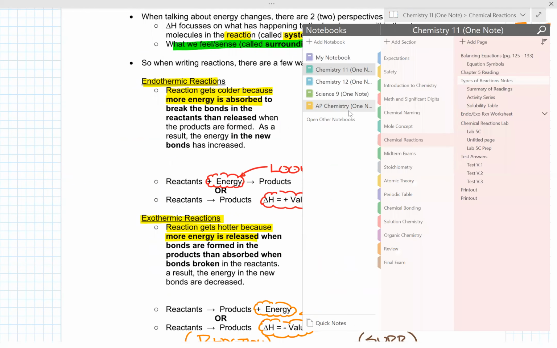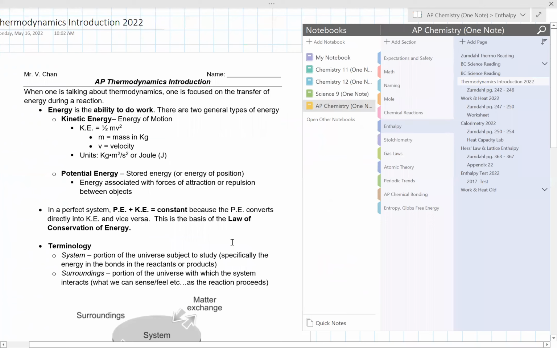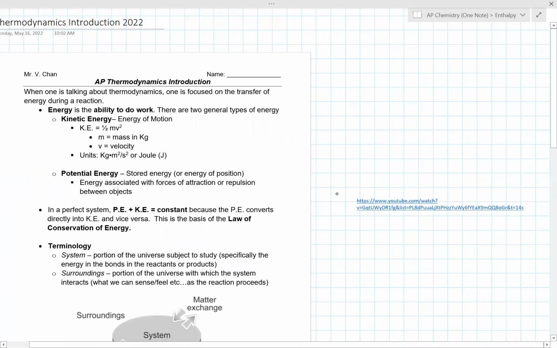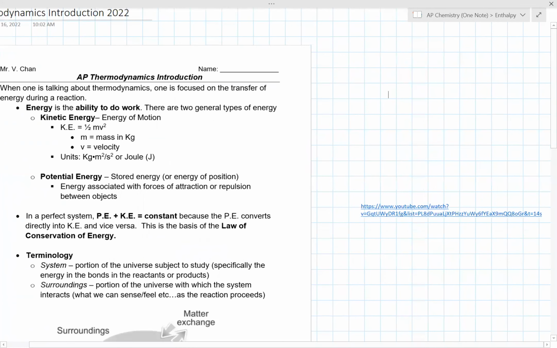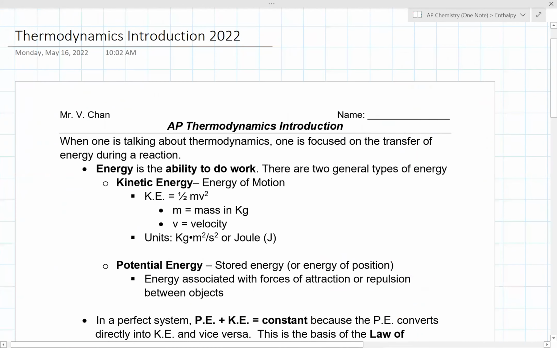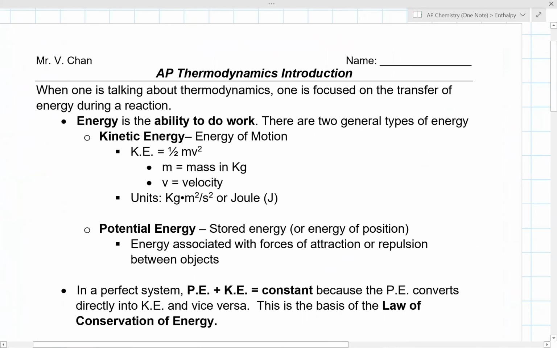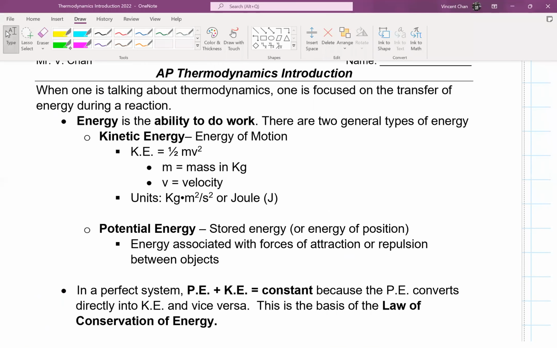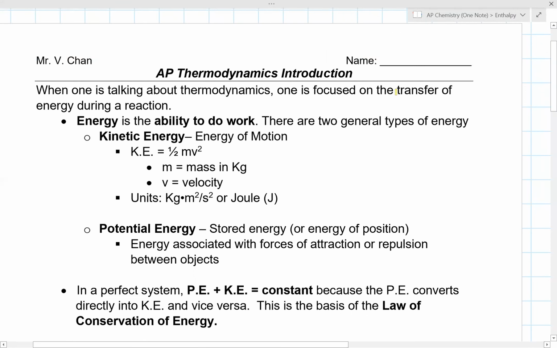So today's lesson in AP Chem is an expansion of this idea of exo or endothermic reactions and the idea of delta H. Now, when one is talking about thermodynamics, the key thing that you're looking at is the transfer of energy in a chemical reaction. So when we talk about thermodynamics, it's the transfer of energy during a reaction. Now, what is energy? Energy is the ability to do work.